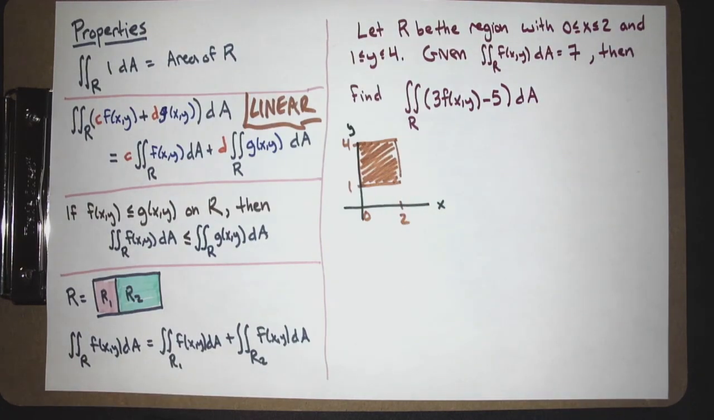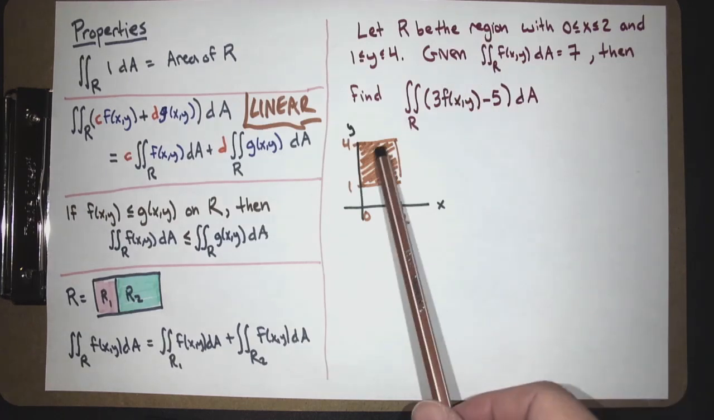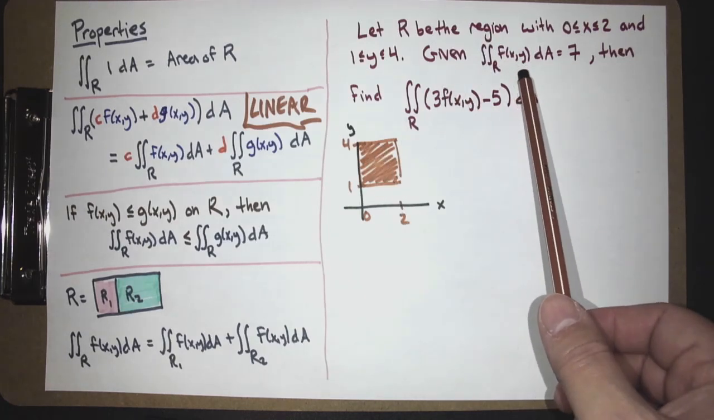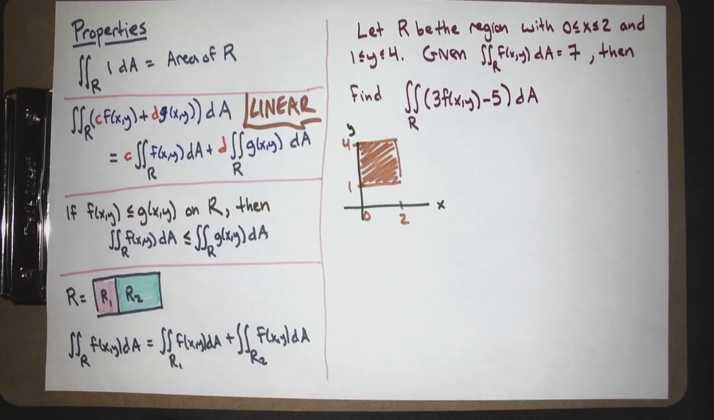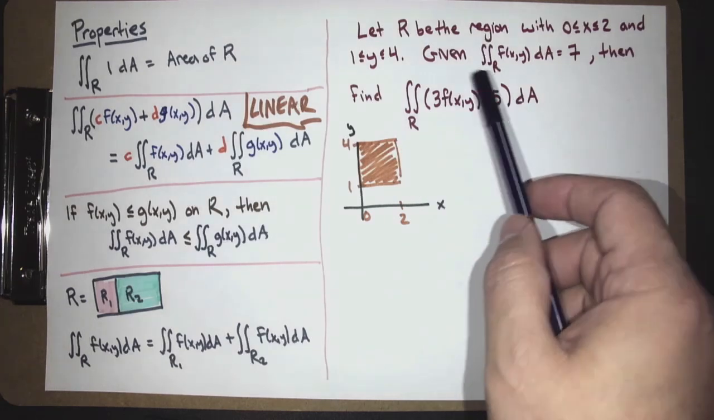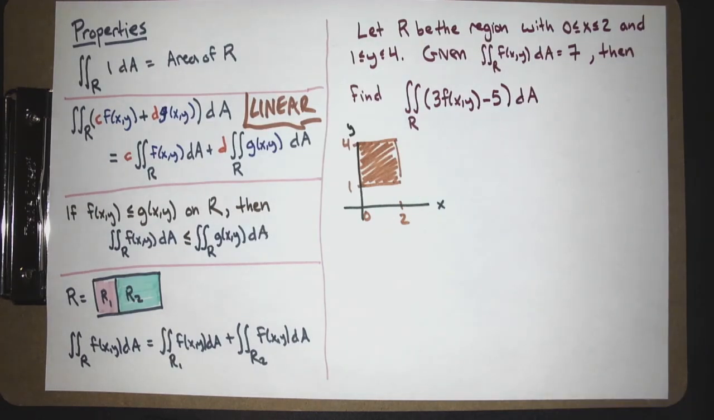There's our region R. And we're told that if we integrate over this region R the function f of xy, we get 7. Now we don't know what the function is, we just know what the integral is. And we're asked, what's this integral, 3 times f of xy minus 5? What can we do?